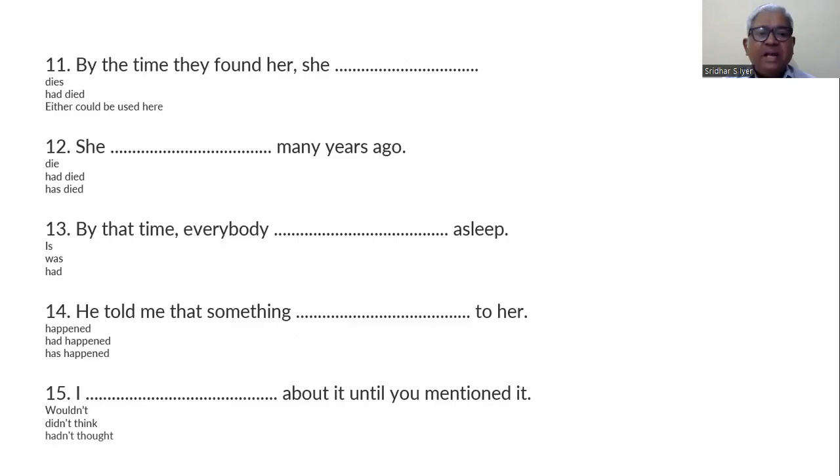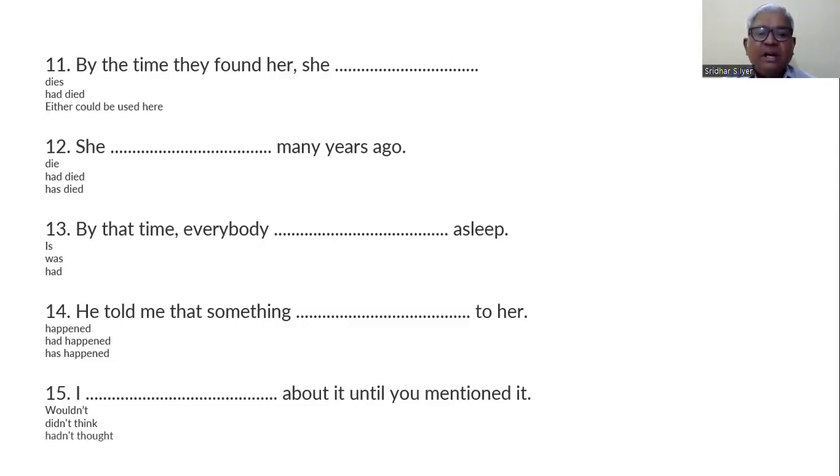All right. By the time everybody dash asleep: is asleep, was asleep, had asleep. By the time everybody was asleep is the right answer because it's a simple past tense. He told me that something happened to her, had happened to her, has happened to her. So which is the right answer? He told me that something had happened to her would be the past perfect tense.